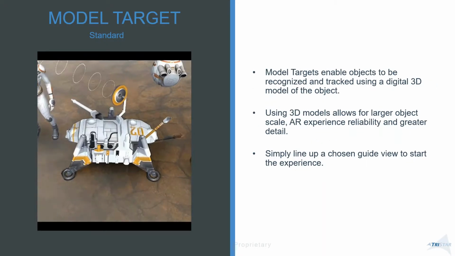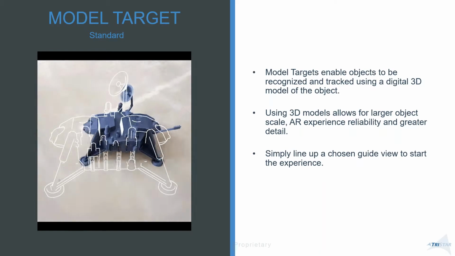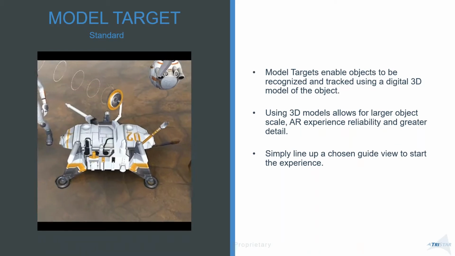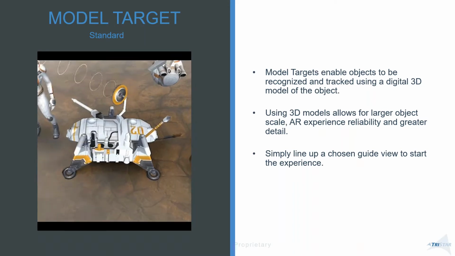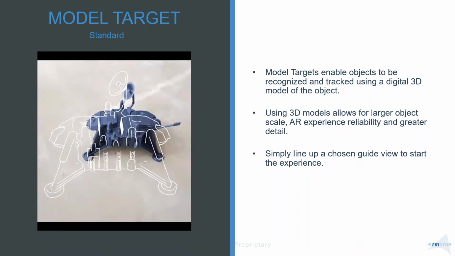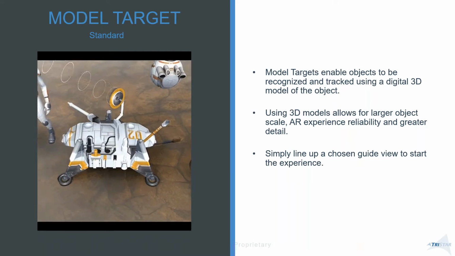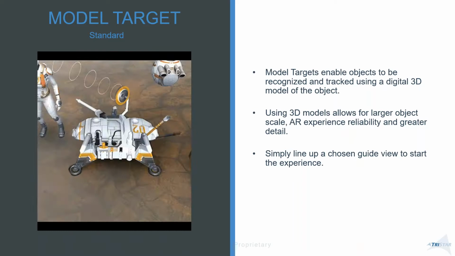Then we have the model target. And again, this is where you can leverage 3D models, right? And then they can be scaled as well. So in this case here, notice how I was looking for a specific object, and as soon as it scans it, now it loads that experience for you. So it's again simple and straightforward as well.